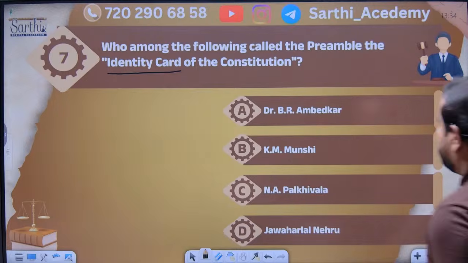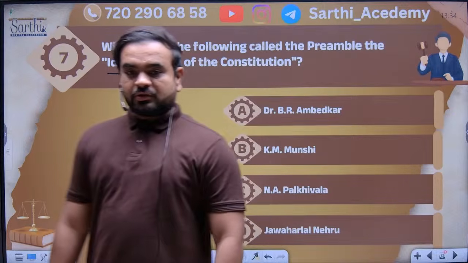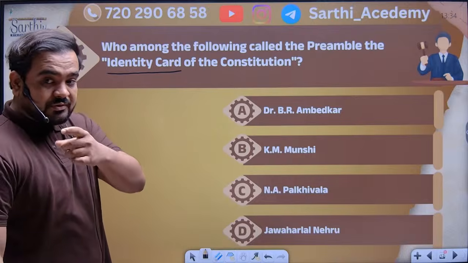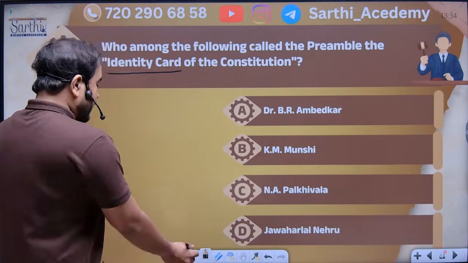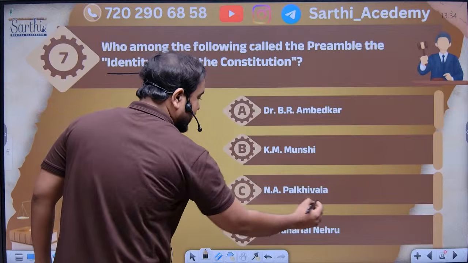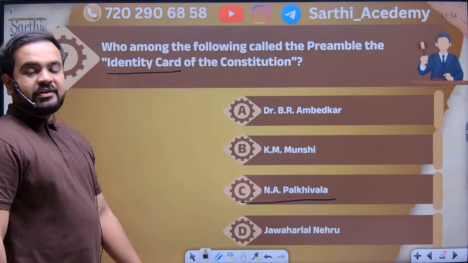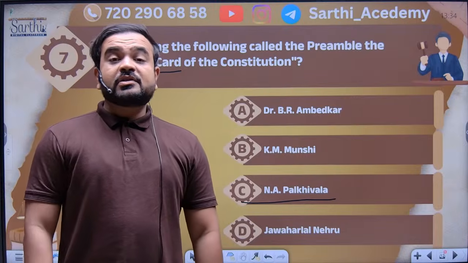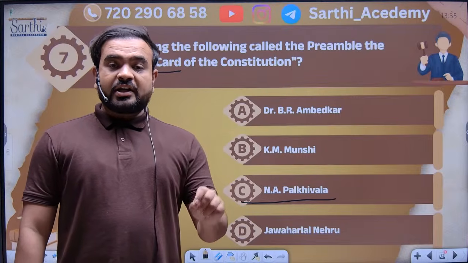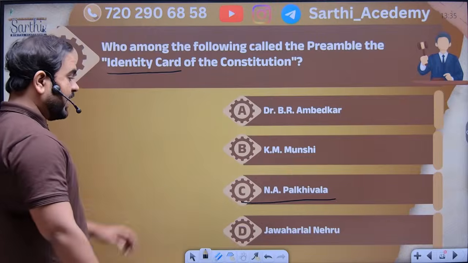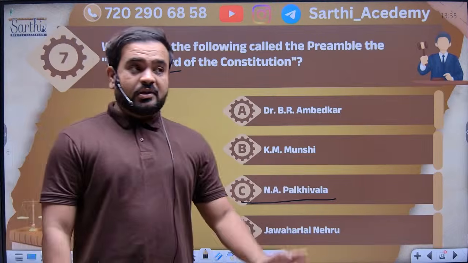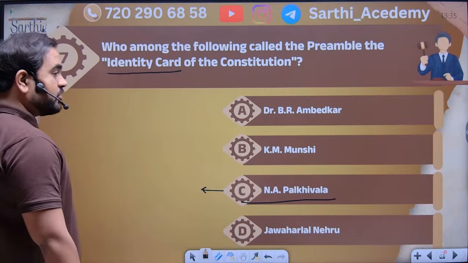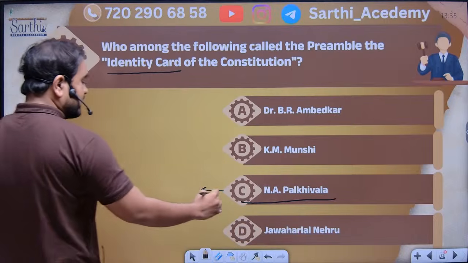Who said that the preamble is the identity card of the constitution? Okay, B. Many students are saying B, Kanayalal Maniklal Munshi. Many students are saying B. R. Ambedkar. But my dear friends, the answer is N.A. Palkhiwala. He was a legendary advocate, lawyer as well as judge of the court. So you can say he is the prominent jurist in our Indian history. Answer is N.A. Palkhiwala.